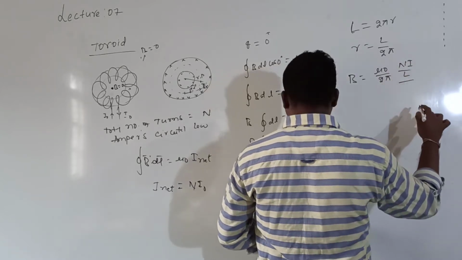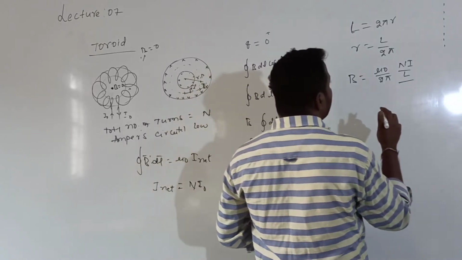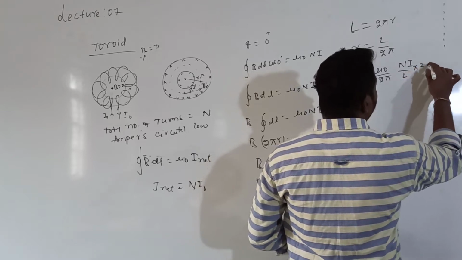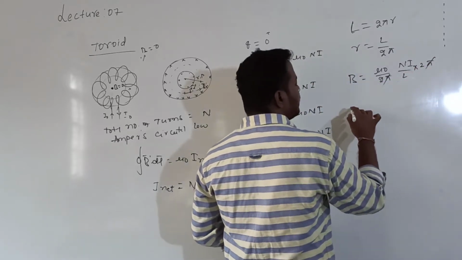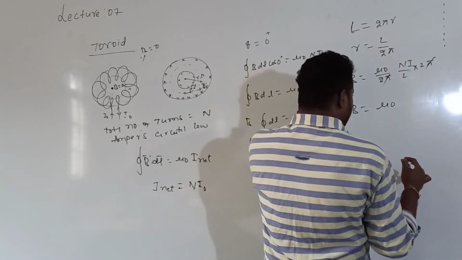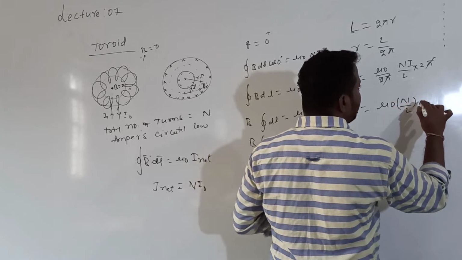So R is L divided by how much? L divided by 2 pi. The 2 pi will go to the numerator, L into 2 pi. So the 2 pi cancel, which is given by B is equal to mu naught into capital N by L into I.